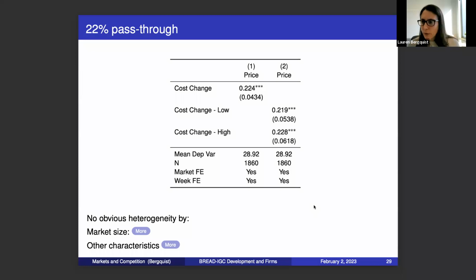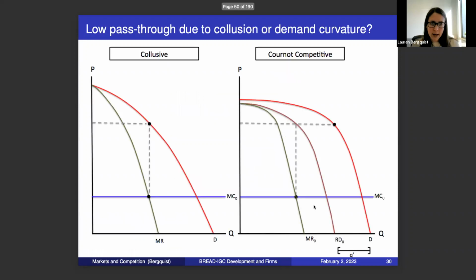Now you want to ask, how do we interpret that pass-through rate? What underlying model of competition has given rise to this empirically observed 22% pass-through rate? And I want to give you very simple Econ 1 graphical intuition on why we don't know unless we understand what demand looks like.